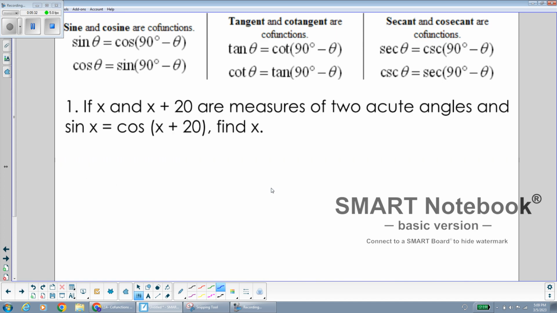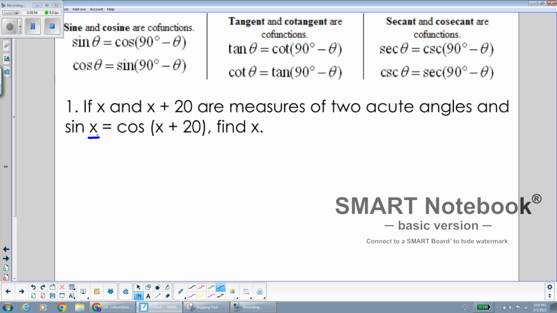So let's do an example using this fact that sine and cosine are cofunctions. So if x and x plus 20 are measures of two acute angles, and sine of x equals cosine of x plus 20, find x. So since sine and cosine are cofunctions, we know that they're equal when their angles add to 90 degrees.